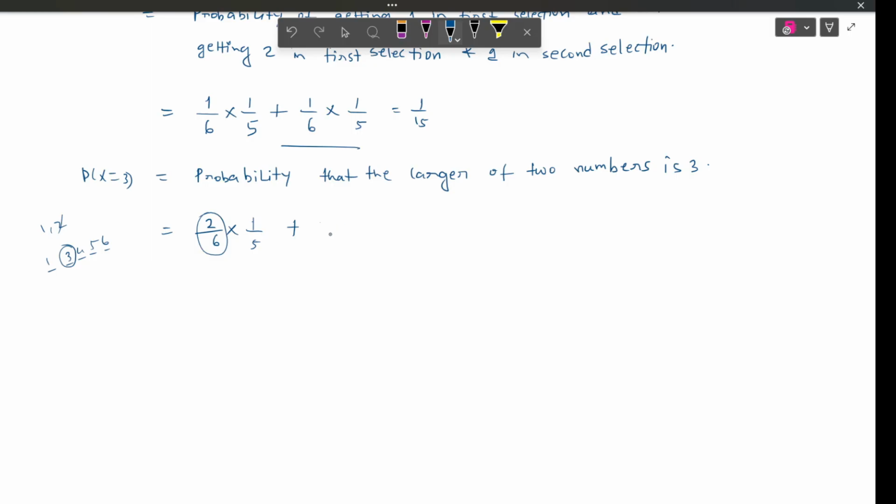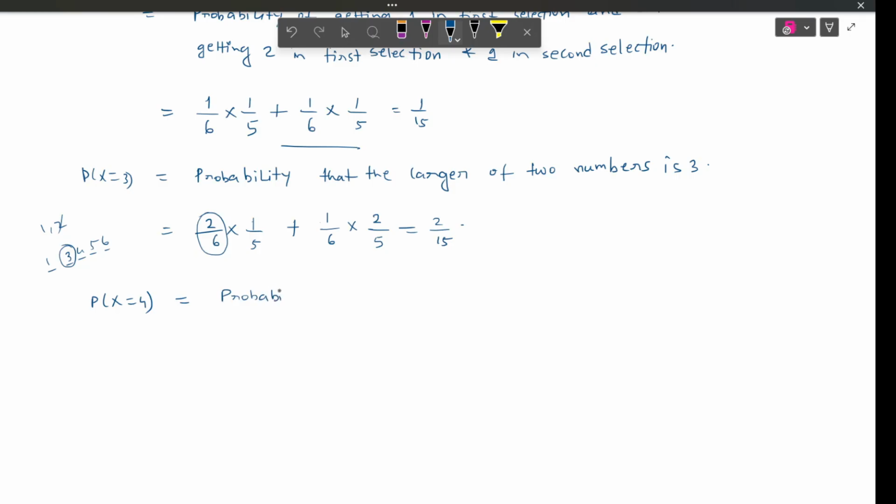In the second case, let us say we have taken number 3 in the first row. That means we remain with 5 numbers, and in the second row we can take 2 numbers, 1 and 2, out of 5. So if you calculate, you will get 2 by 15. Okay. Now probability of x equals 4. That means the probability that the larger of two numbers is 4.